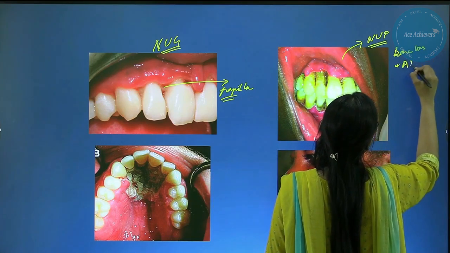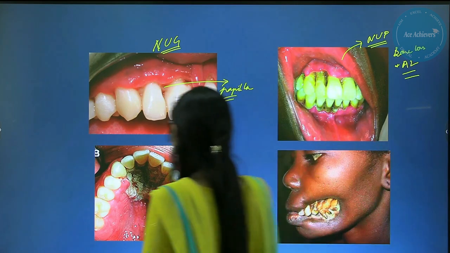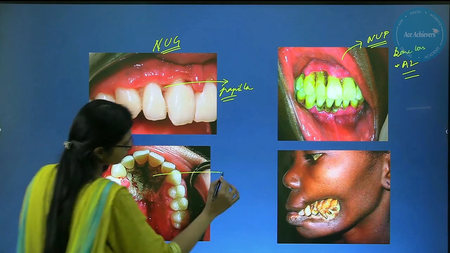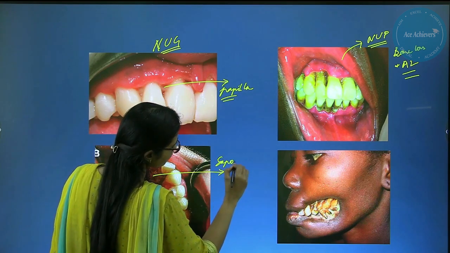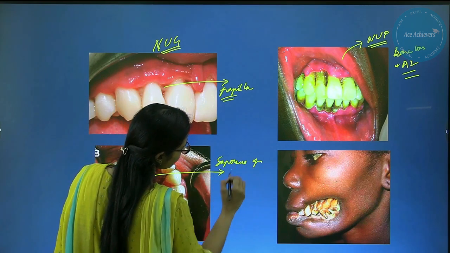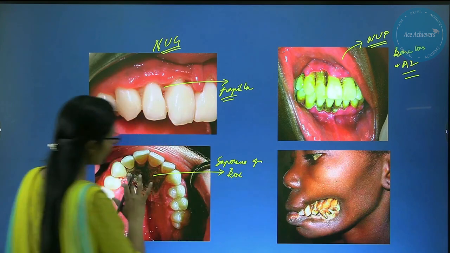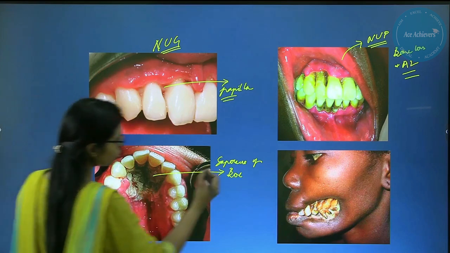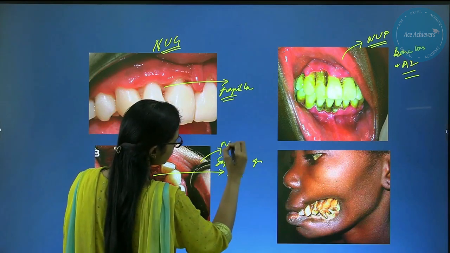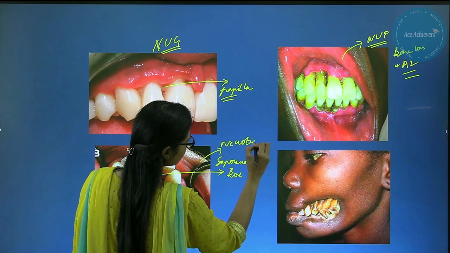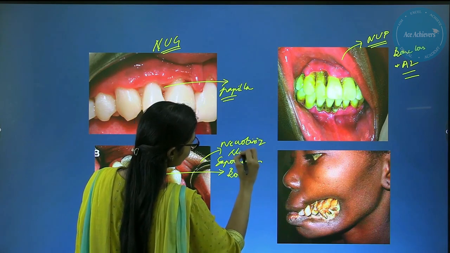Bone loss and attachment loss. Okay, and this stage is the stage of exposure of alveolar bone, underlying bone. As you can see, the entire palate has been necrosed. Okay, so this stage is the necrotizing stomatitis.